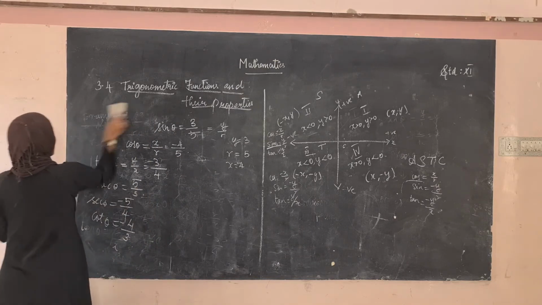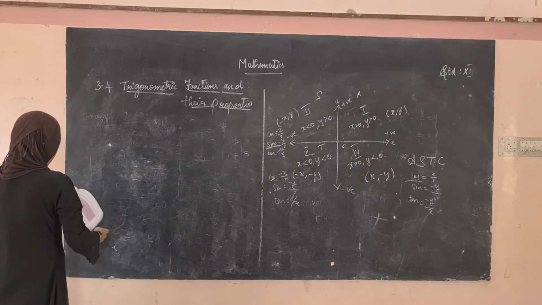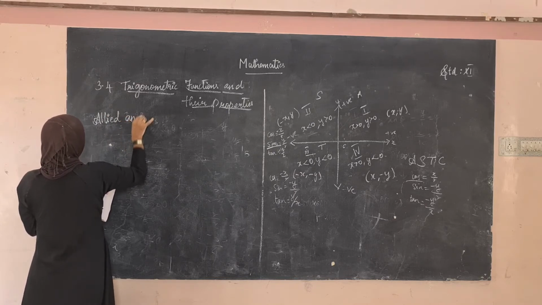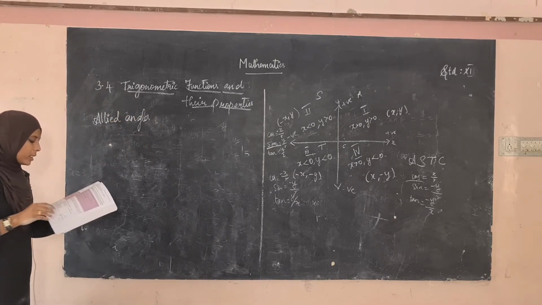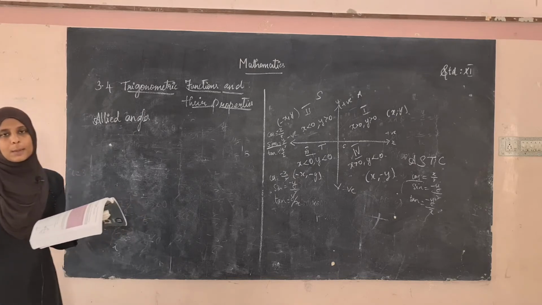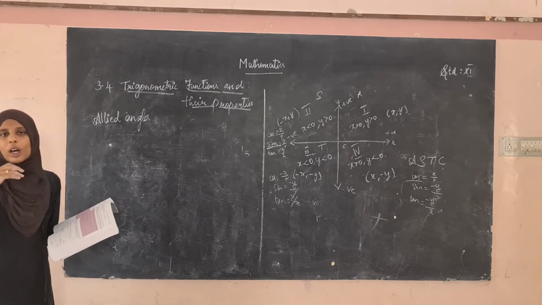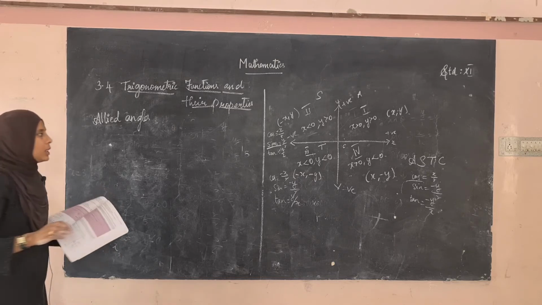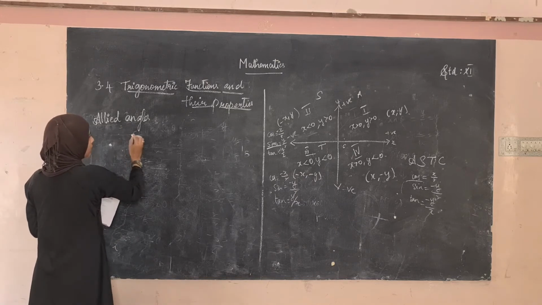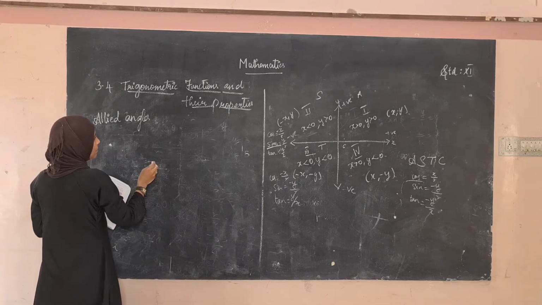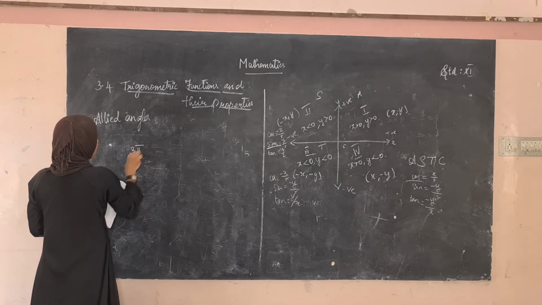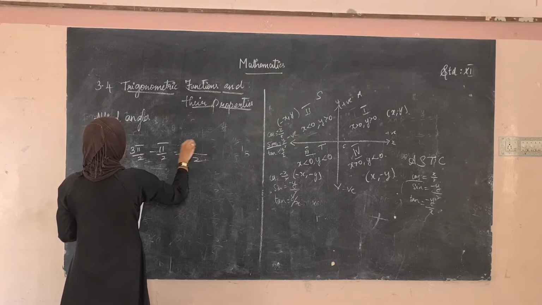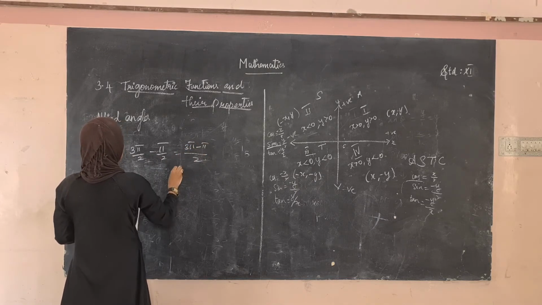Okay, now let us see the allied angles. Allied angles. So important, 1 mark. Two angles are said to be allied if their sum or difference is a multiple of pi divided by 2. See here, for example 3 pi by 2 minus pi by 2. What happens then? So it is pi, right?